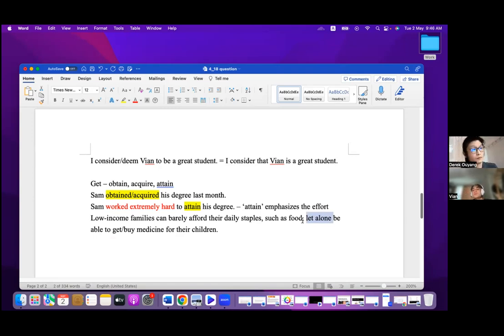So let alone is like even though. No. It's not like even though. It's like the sentence goes like this. 低收入的家庭已经很难可以去买他们生活上需求的东西，像是食物，更不要说可以有钱去帮孩子买药。It's not even though.